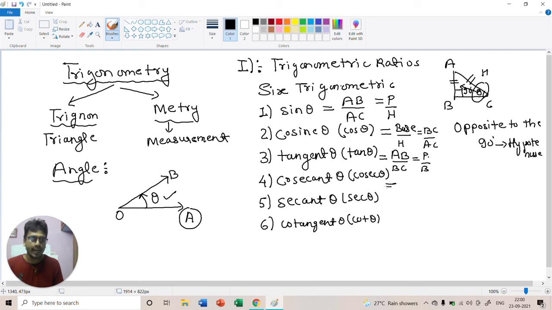What about cosecant theta? Cosecant theta is hypotenuse upon perpendicular, just the reciprocal of sin theta. What about sec theta? Sec theta is the reciprocal of cos theta. So cos theta is base upon hypotenuse, that's why sec theta is hypotenuse upon base.